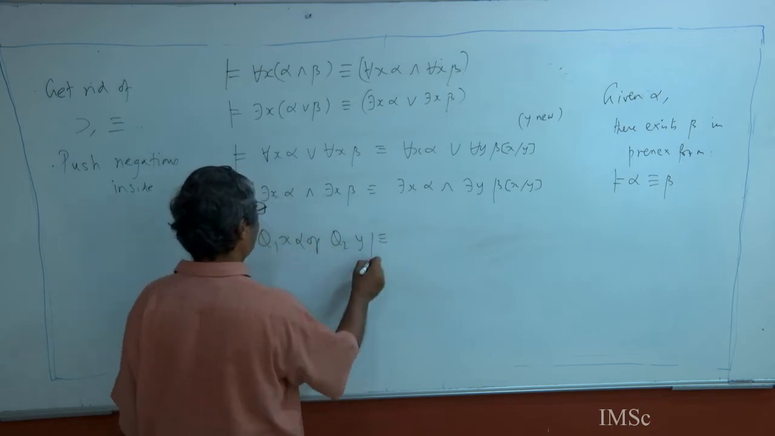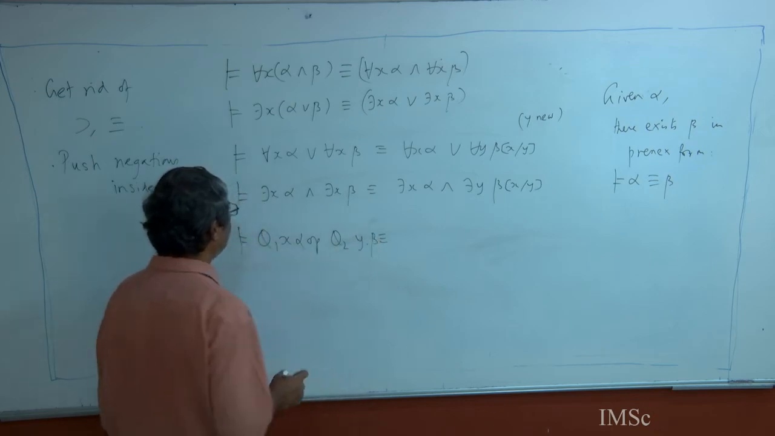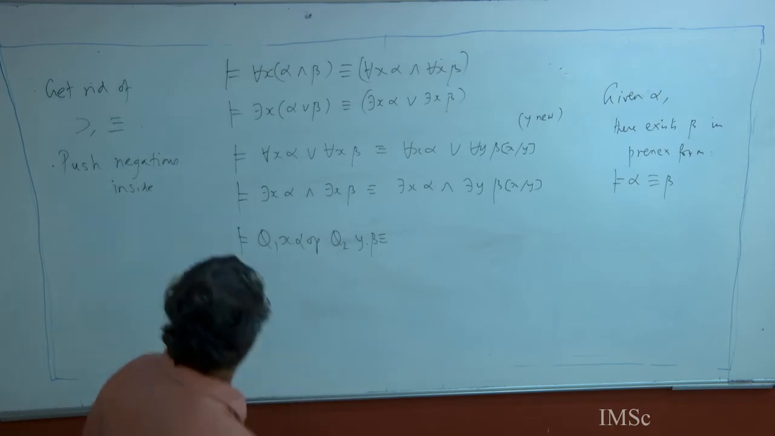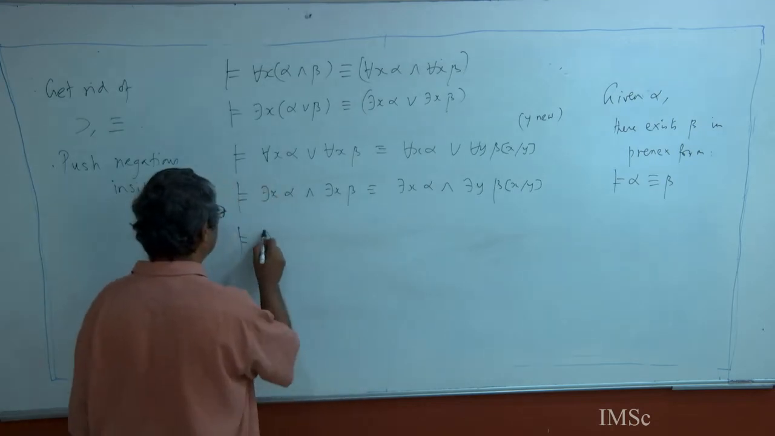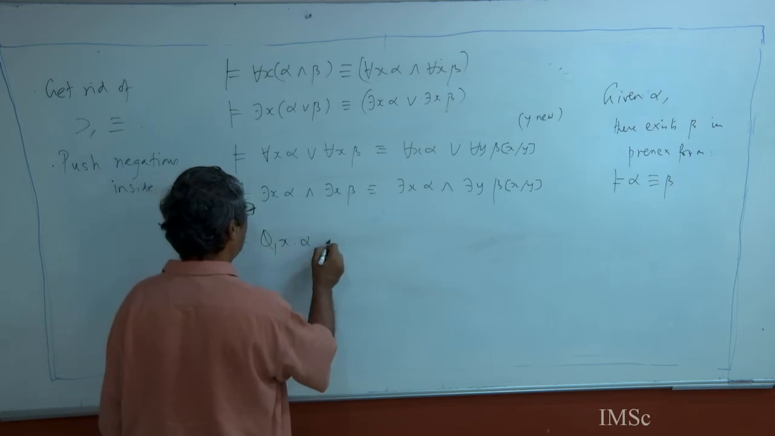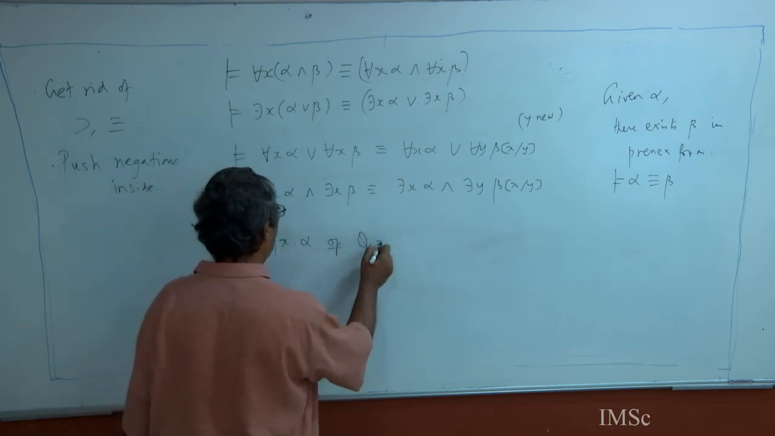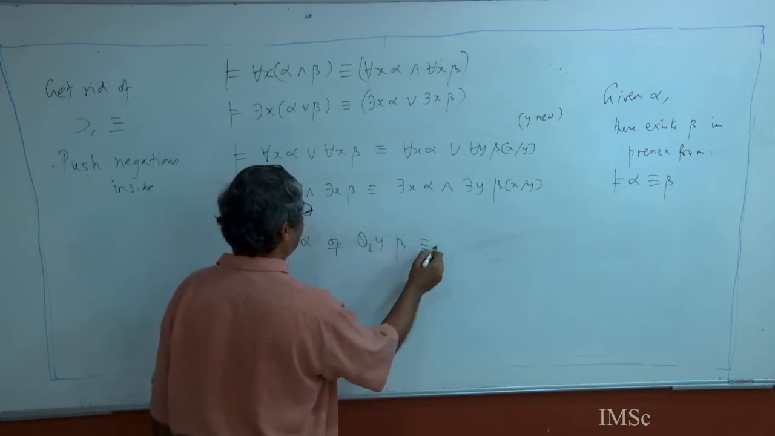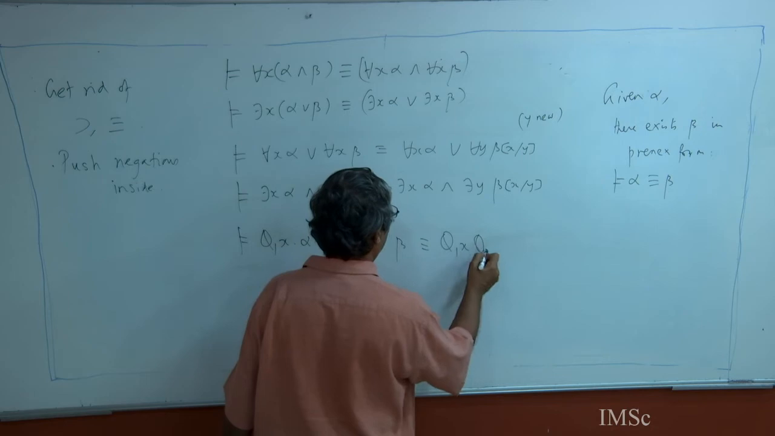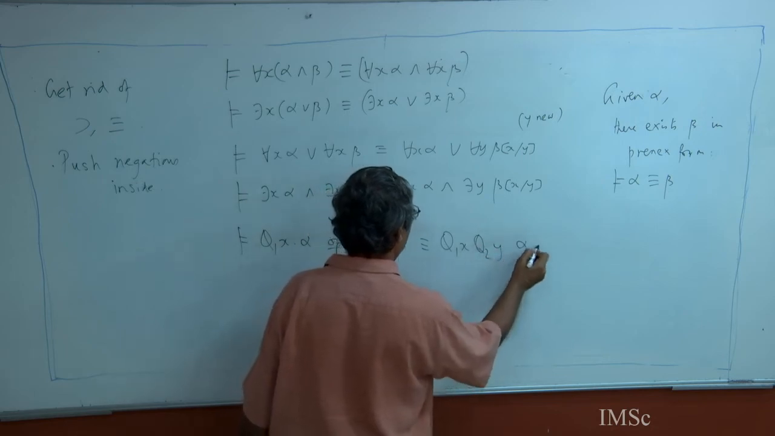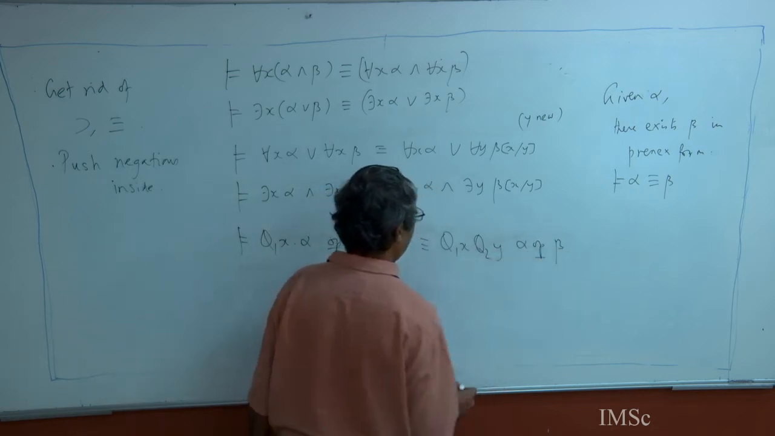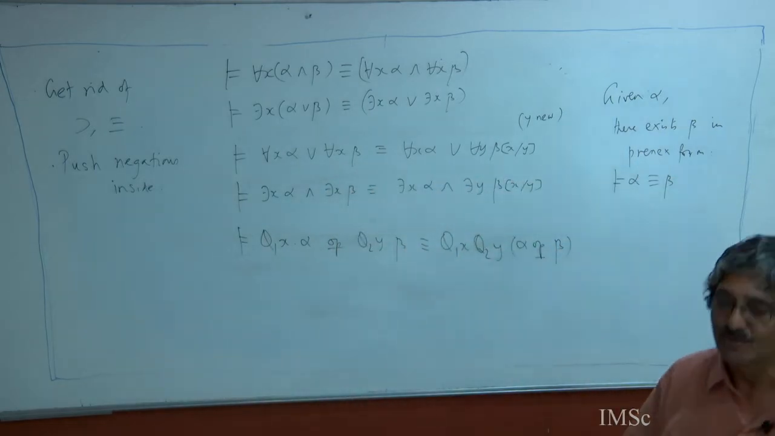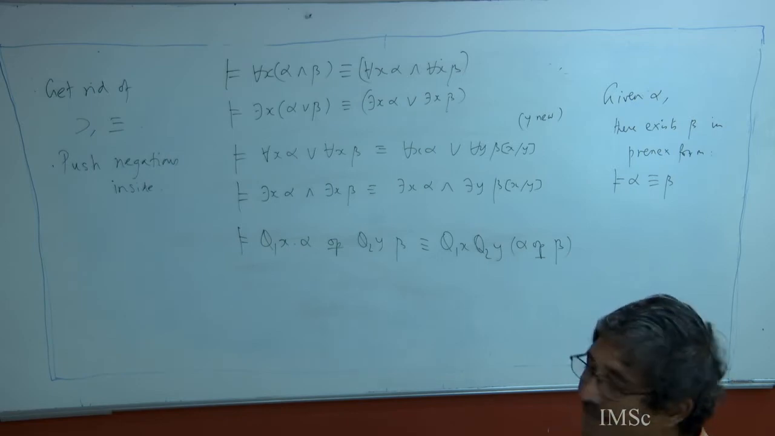Q2y alpha, maybe I'll write it bigger, some Q1x alpha, Boolean operation, Q2y beta is equivalent to Q1x, Q2y, and that's it. So this allows you to rewrite as you like.